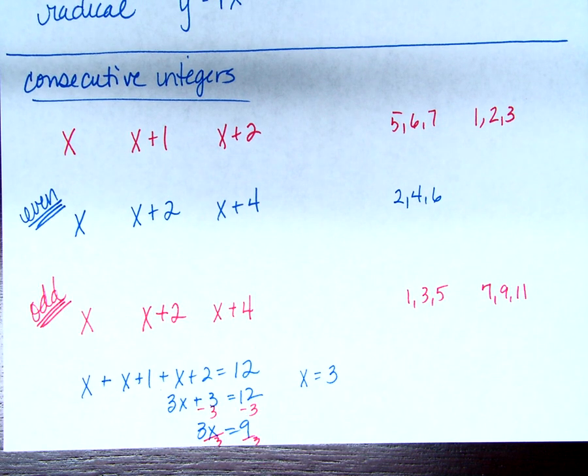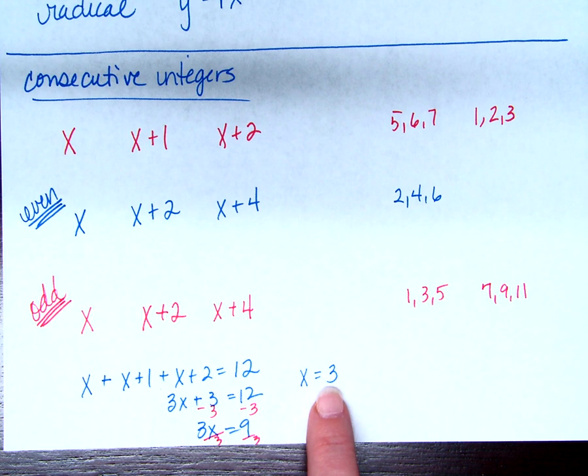What if it says, what's the smallest? Well, that's 1. What if it says, what's the largest? 3. You have to remember to go back and add 2 to what you got to find the largest of those three integers. Does that make sense?